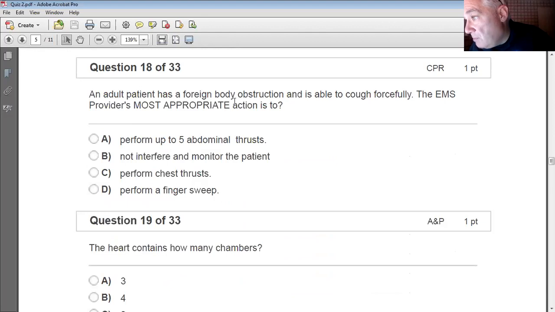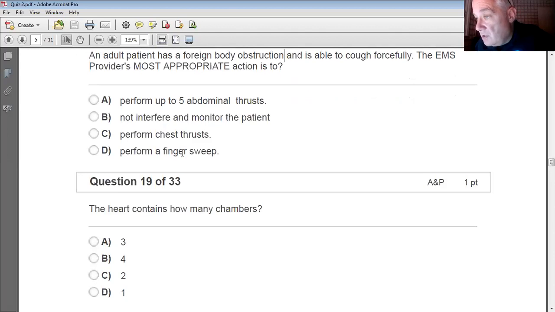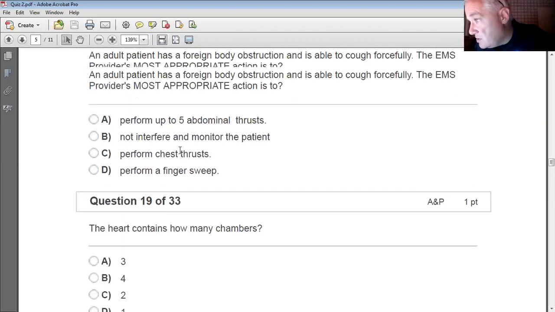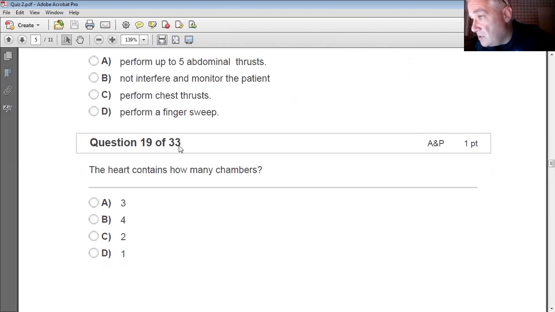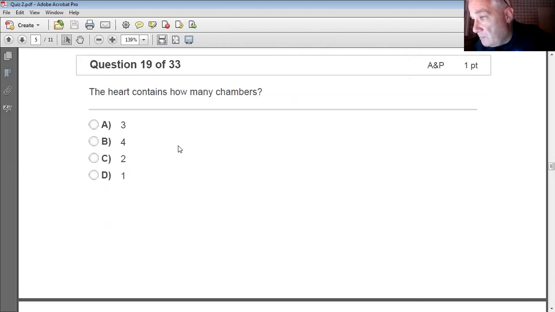An adult patient with a foreign body airway obstruction, so that means there's something blocking their airway. When it's foreign body, they're usually talking about food or a toy in a kid, because that's something that's not usually in your body. And he's able to cough forcefully. So he has something in his airway, but he's able to cough. That tells us all we really need to do is encourage him to cough, because a cough does more to clear an airway than we can do manually. So this would be B, not to interfere and monitor the patient. If at any point he can't cough anymore, then we help him. Since he's an adult, it would be doing the abdominal thrust, the Heimlich maneuver.